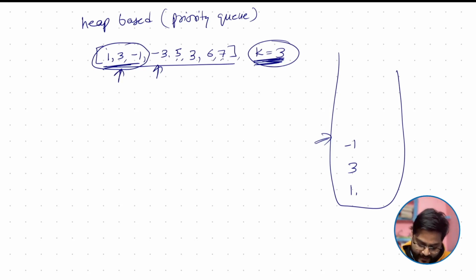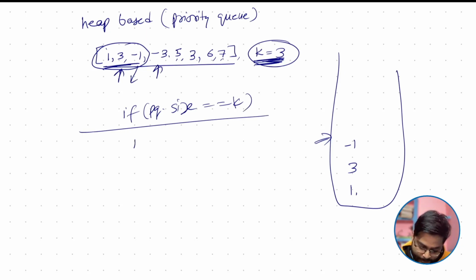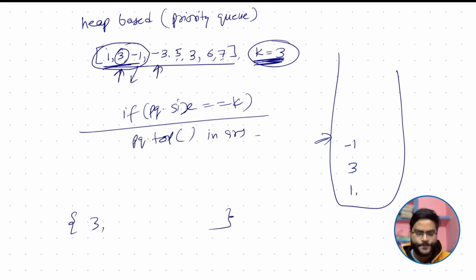So when I reach this property, when the size equals k, I'll put the PQ top in the answer. So this 3 will be in the answer. This is our answer. I'll put 3 here.